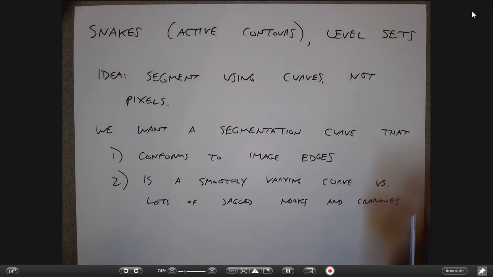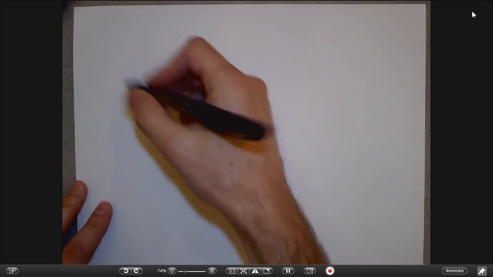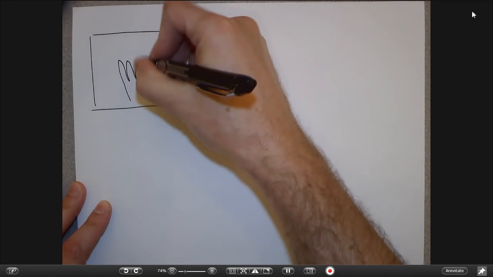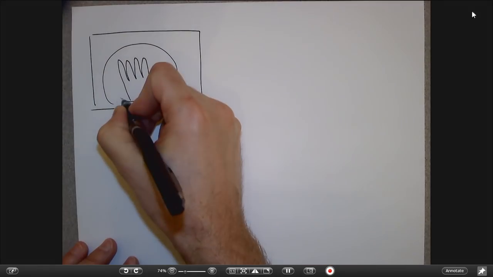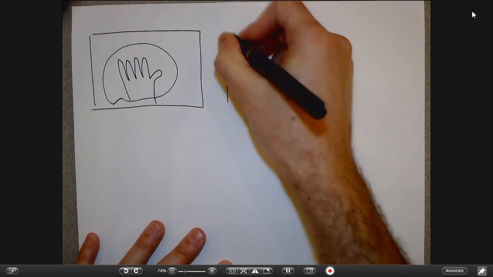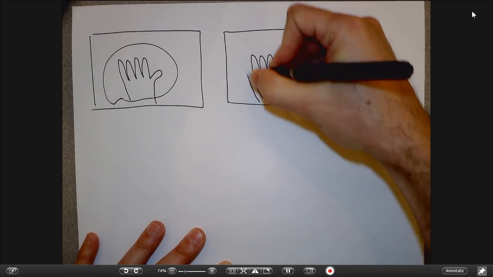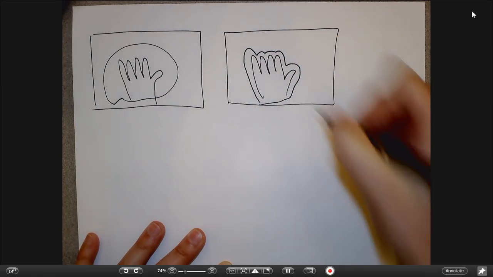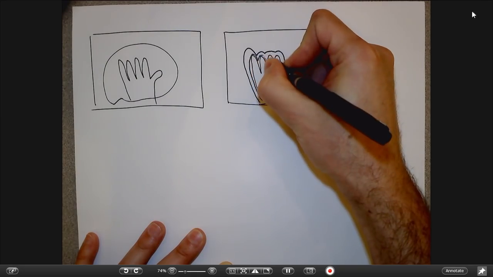And so the idea, which you saw in the MATLAB demo, is to draw this in a very sketchy way. So here's my hand. First, the user draws some sort of an initial contour, and then iteration by iteration, the snake conforms to the object of interest until eventually it snaps tightly around the object.